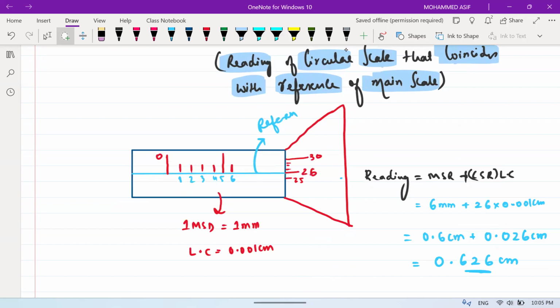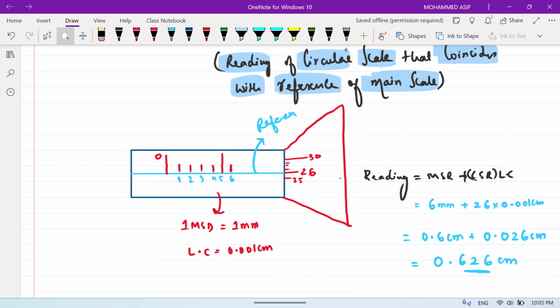26 is coinciding. So the circular scale reading which is coinciding is how much for me? 26. What is the least count given in the problem? 0.001 centimeter. And the main scale reading is given as how much for me? One main scale division is equal to 1 mm.